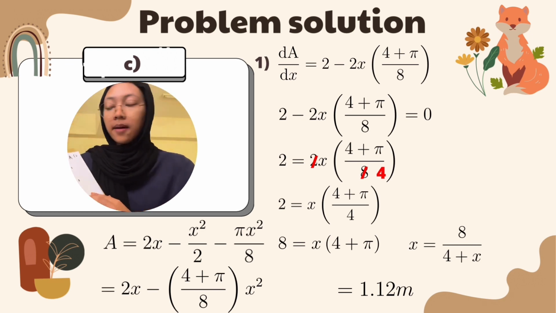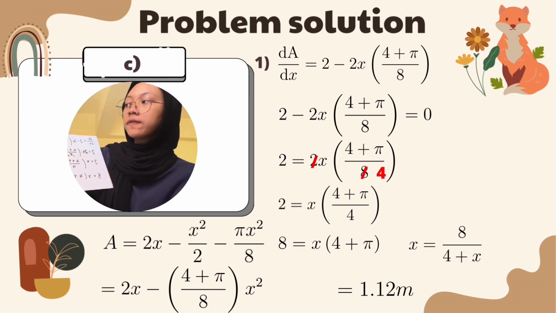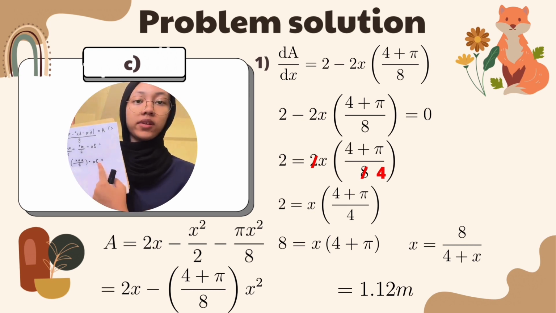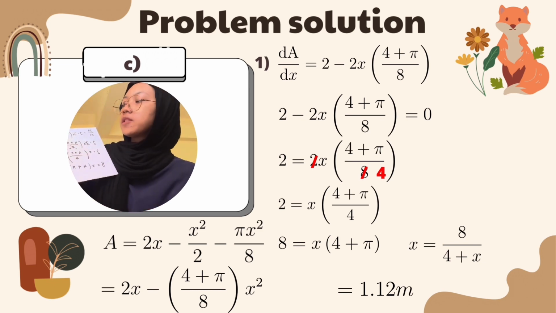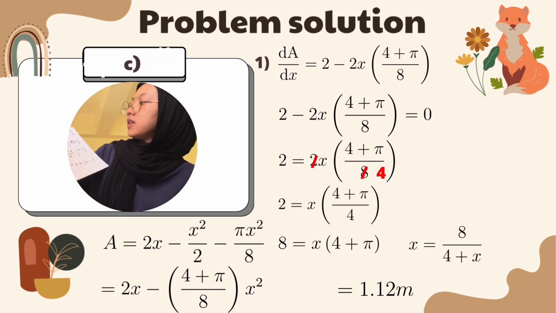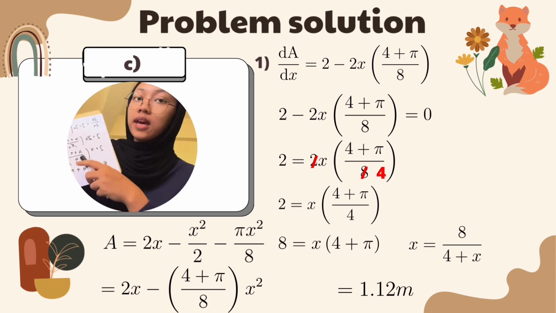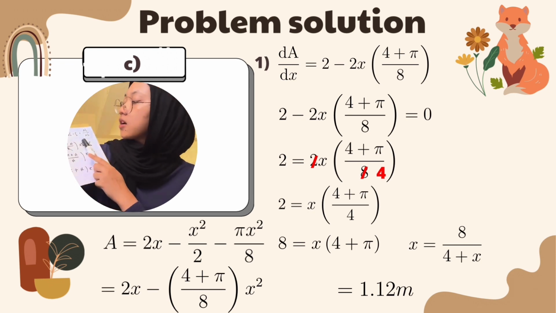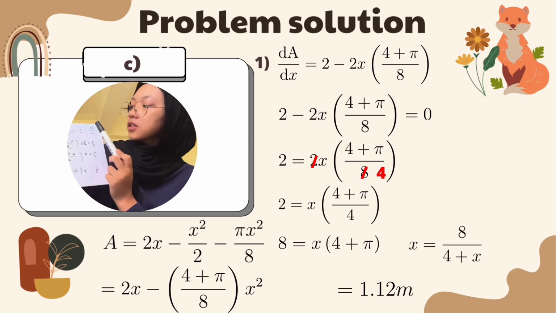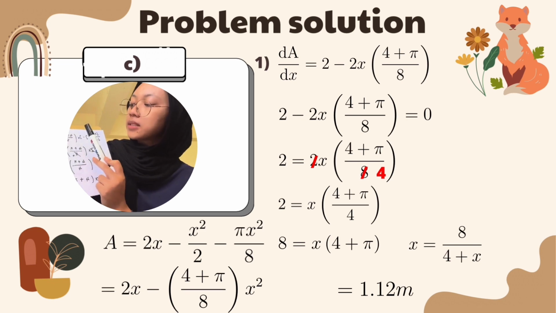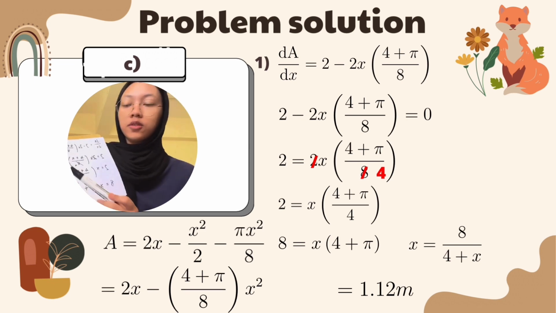So the next step, it will be like this. We have to refer to the beginning, the first step, where we got the equation, and we have to differentiate the equation, dA over dx. Okay, so this is what we will get after we differentiate the equation. So we will get 2 minus 2x open bracket 4 plus pi over 8 close bracket.